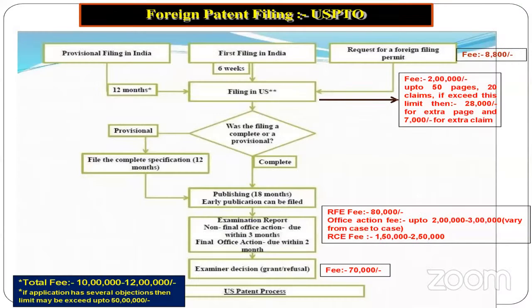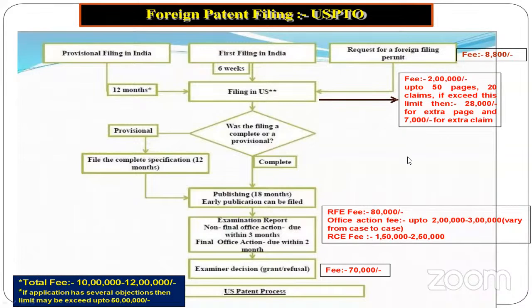In contrast, when we file an application in the US, there are two things. First, we have to file in India. After that, we file in the US, because if we go directly to the US, we have to take permission from the Indian Patent Office in the form of Form 25. To avoid this, we first file a patent application in India, either provisional or complete. Then, within 6 weeks, we go for the filing in the US.